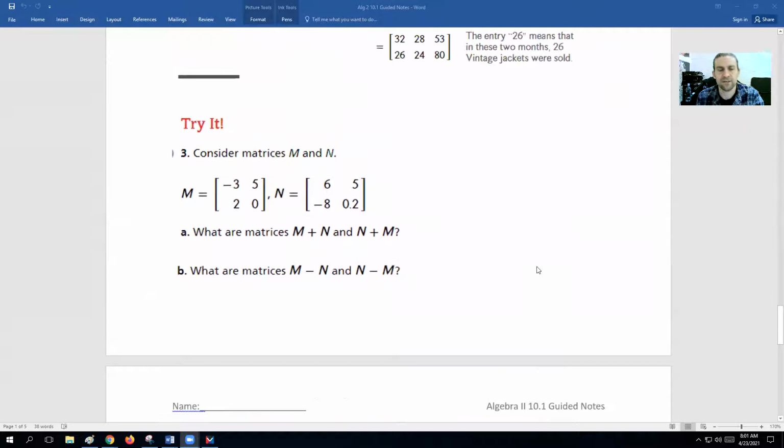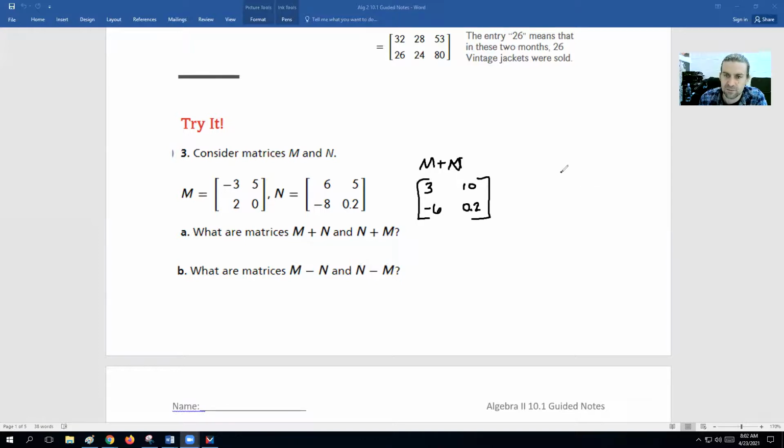All right, so let's look at these two matrices here. Matrix C, what is matrix C? M plus N. If we start out with a 2 by 2 matrix, our answer is going to be a 2 by 2. So if we add those together, we'd have -3 plus 6, that's 3. 5 plus 5 is 10. And 2 plus -8 is -6. And 0 plus 0.2 is 0.2.